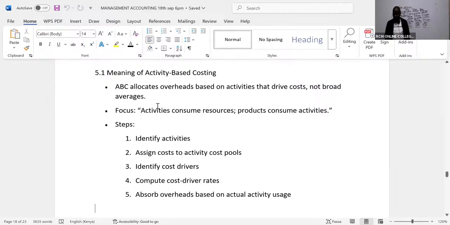So we are told ABC allocates overheads based on activities. Here you shall not be using just one basis, but activities that drive costs, not broad averages. Focus: activities consume resources, products consume what here? Activities. Basic steps: identify activities, assign cost to activity pools, identify cost drivers, compute cost driver rates, absorb overheads based on actual activity usage.